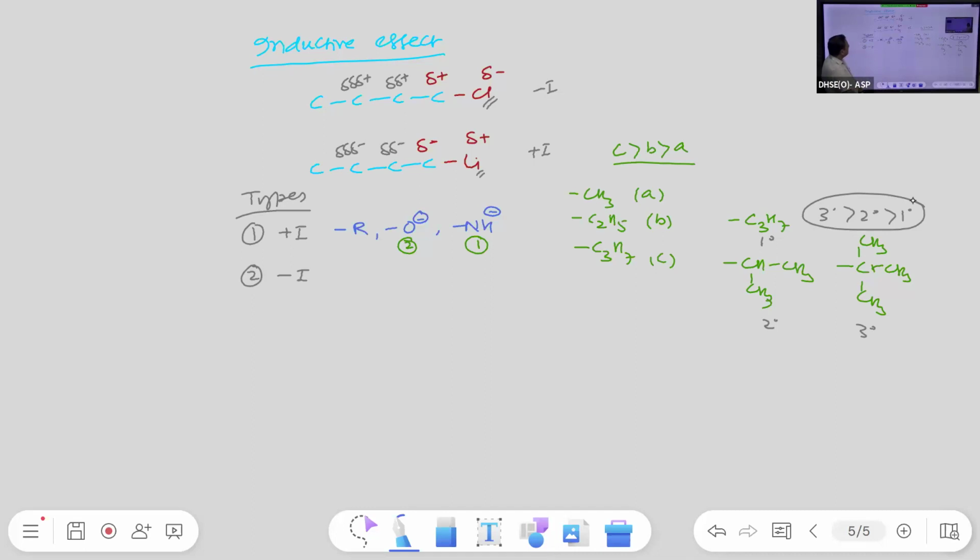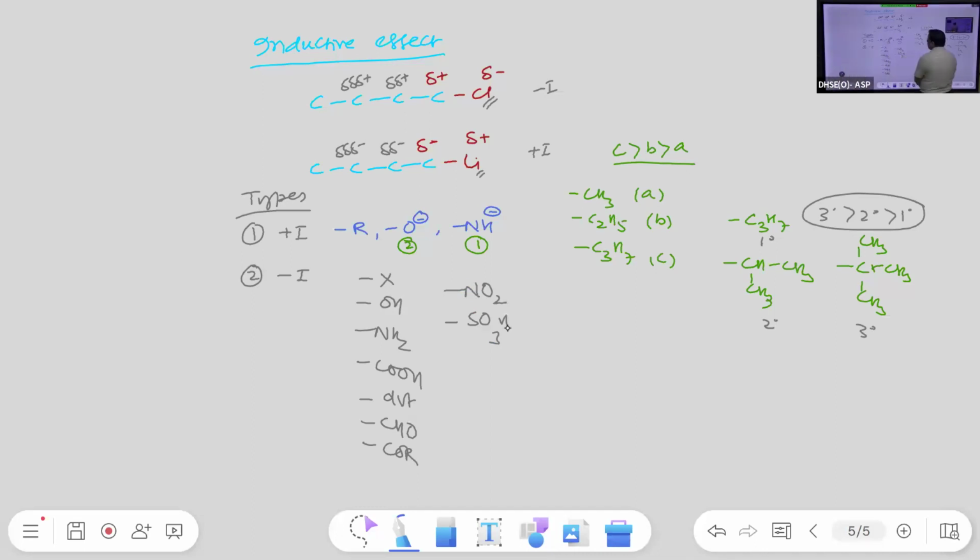Now come to minus I. The minus I groups are: halogens, then OH, NH2, carboxylic acid, then you can say the derivatives of carboxylic acid, aldehyde, ketone, NO2, SO3H. So all these are showing minus effect.